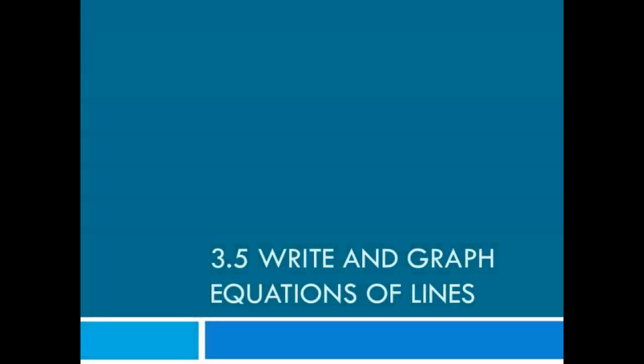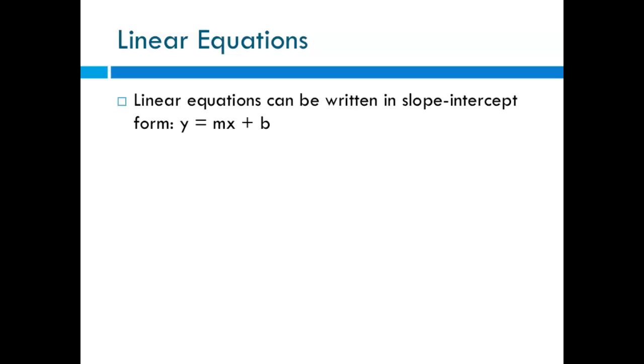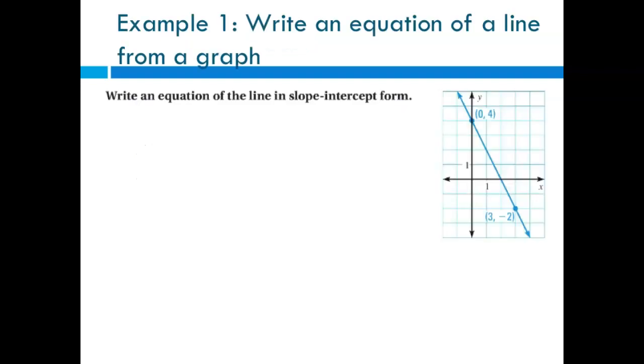We're going to continue our study of lines by talking about how to write and graph equations of lines. Now for linear equations, you may remember slope-intercept form is y equals mx plus b, where m is the slope and b is the y-intercept. Now we're going to look at an example where we're going to be given a line that's graphed for us, and we're going to come up with the equation of that line.